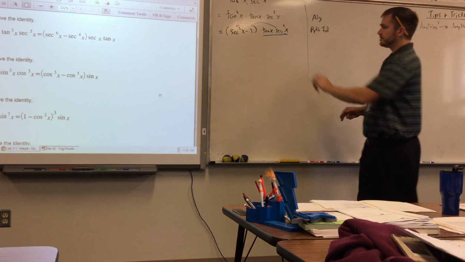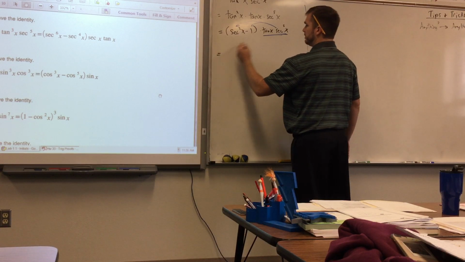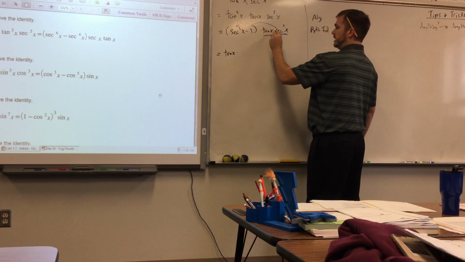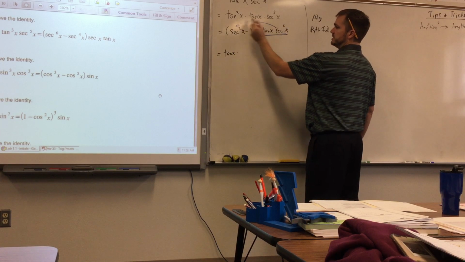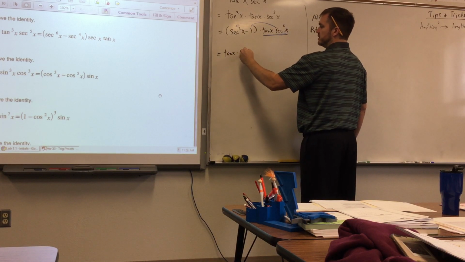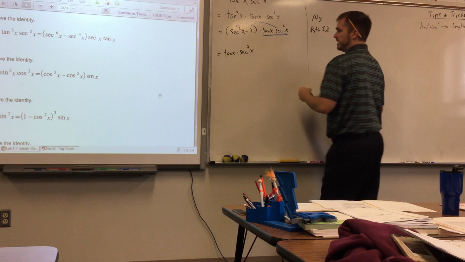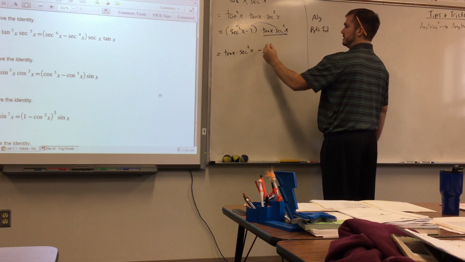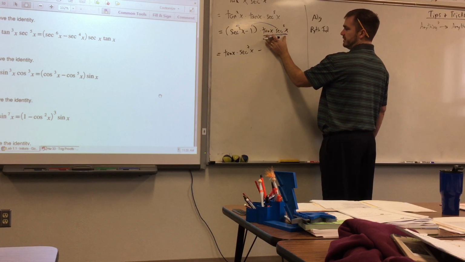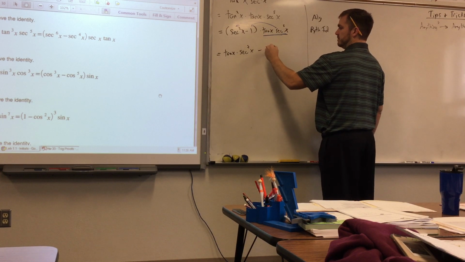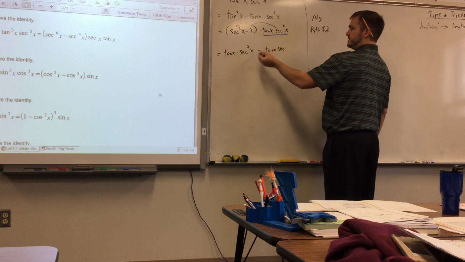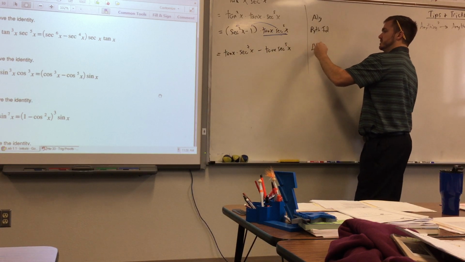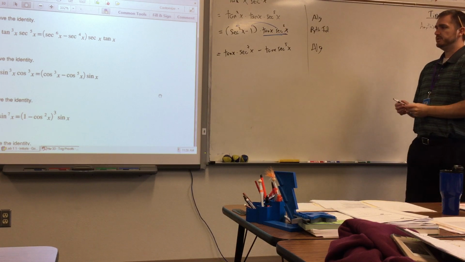So this is going to equal tangent x times secant to the fifth x times secant squared x, which turns into a secant to the seventh x, minus tangent x secant to the fifth x times 1. So that's just tangent x secant to the fifth x via algebra.